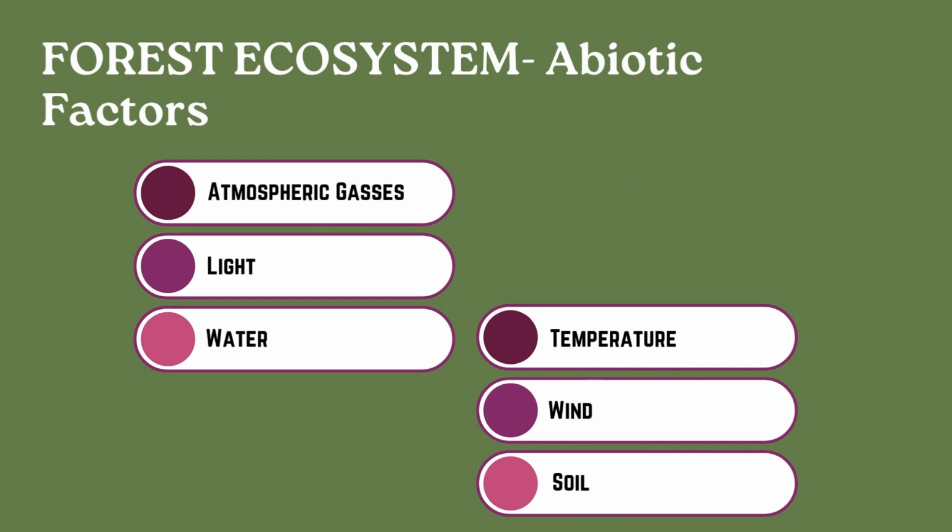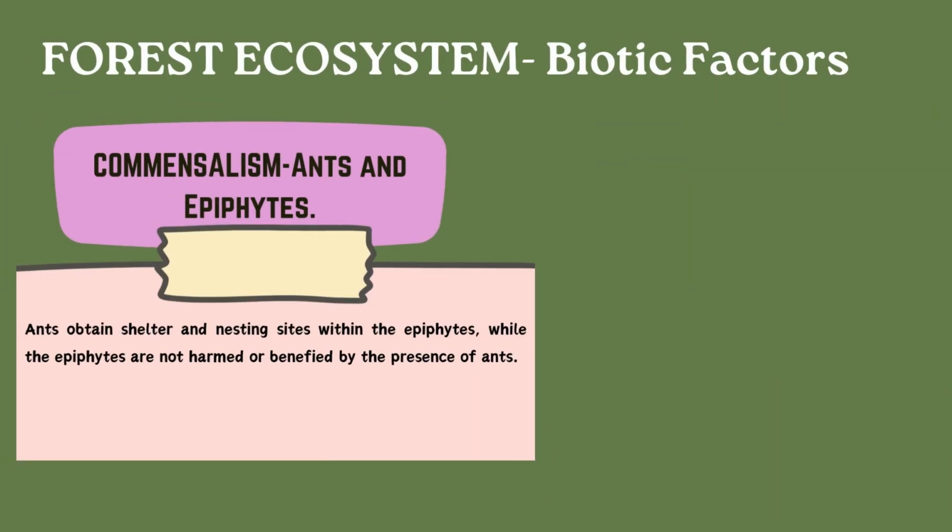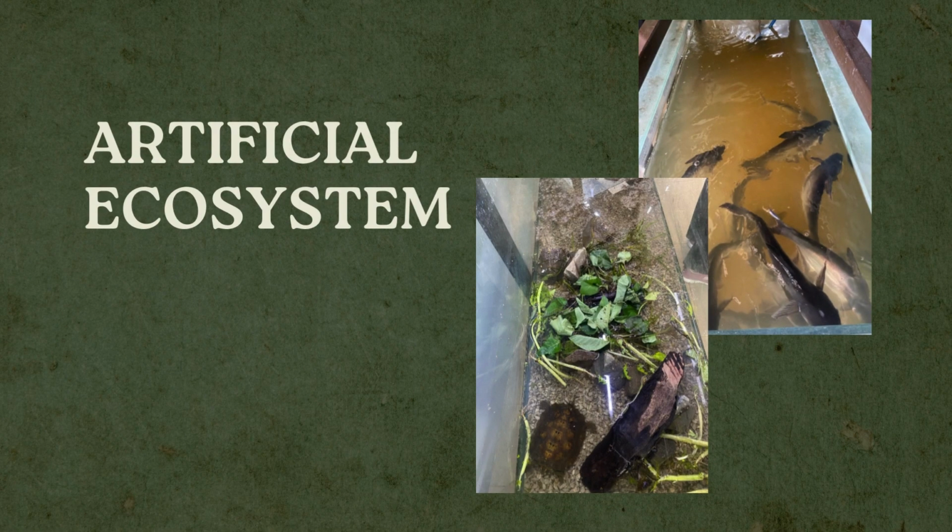Let's move on to abiotic factors in the forest ecosystem. There are 6 abiotic factors, which are atmospheric gases, light, water, temperature, wind, and soil. Meanwhile, for the biotic factors, there is commensalism. It is a commensalism between ants and epiphytes. Ants obtain shelter and nesting sites within the epiphytes, while the epiphytes are not harmed or benefited by the presence of ants. Then we have artificial ecosystem at the Real Living level.